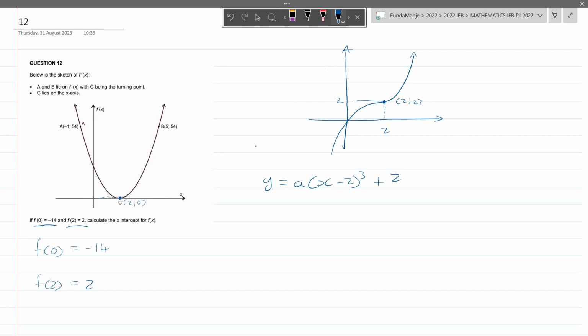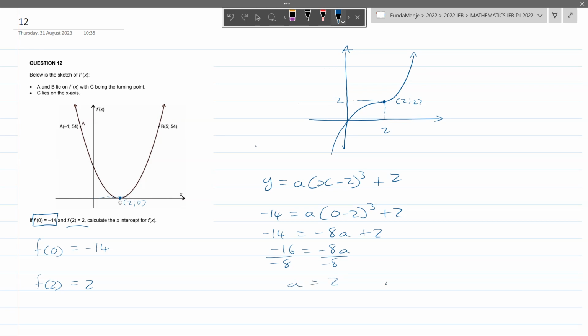So we need to substitute a point that is on our graph, and we're going to substitute 0 and minus 14, the points that were given in the information here. So we put minus 14 for y and 0 for x: minus 14 equals a times 0 minus 2, cubed, plus 2. 0 minus 2 is just minus 2. If we cube that, it is minus 8a plus 2. Then we can take 2 to the other side, and it becomes minus 16 equals minus 8a. Divide both sides by minus 8, and you get a equals positive 2.